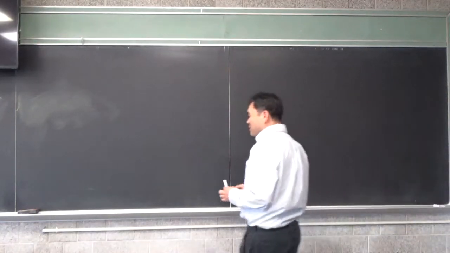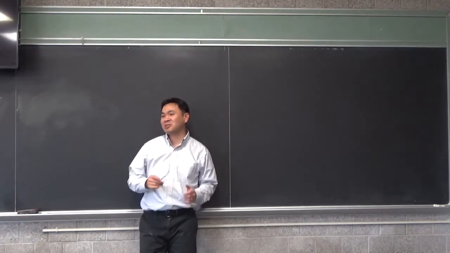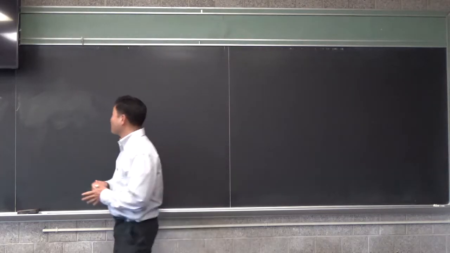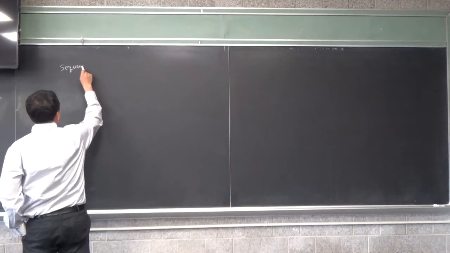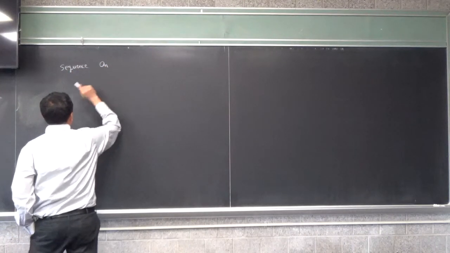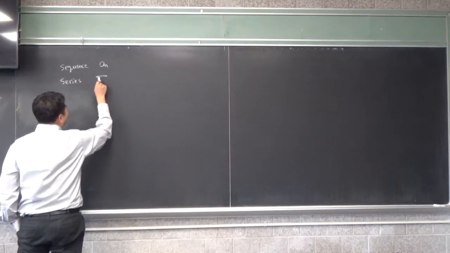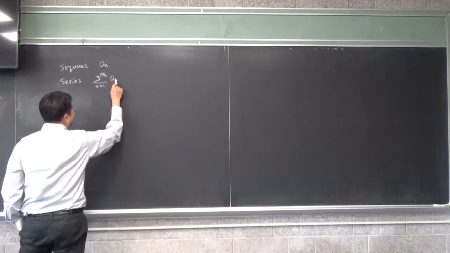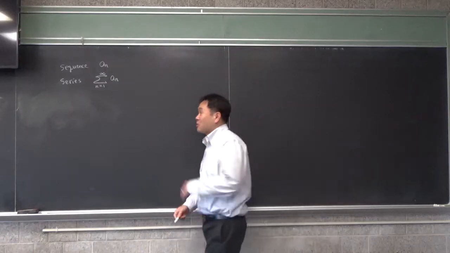Here's a question. What's the difference between a series and a sequence? A series is an addition of sequences. Oh, that's nice. Sequences are just a_n, and then a series is the sum of sequences, right? A series is the summation.